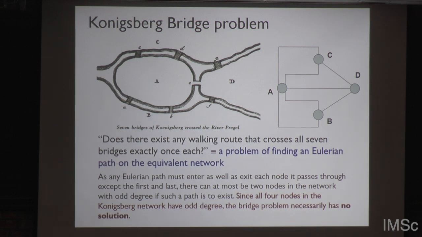The moment you find that you have a network where you have more than two nodes which have odd degree, you'd realize that an Eulerian path cannot exist.